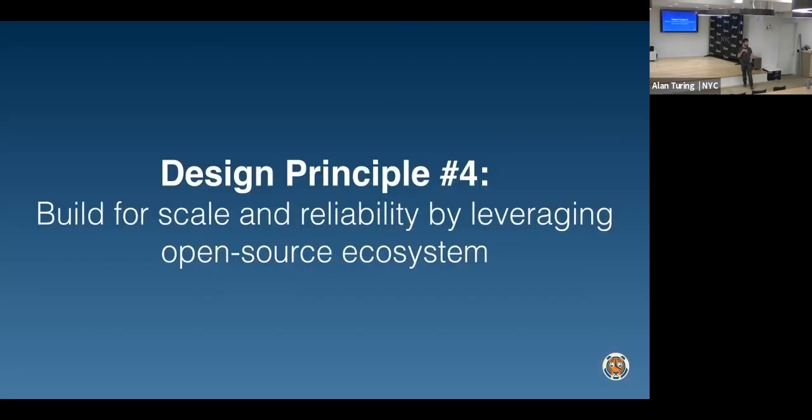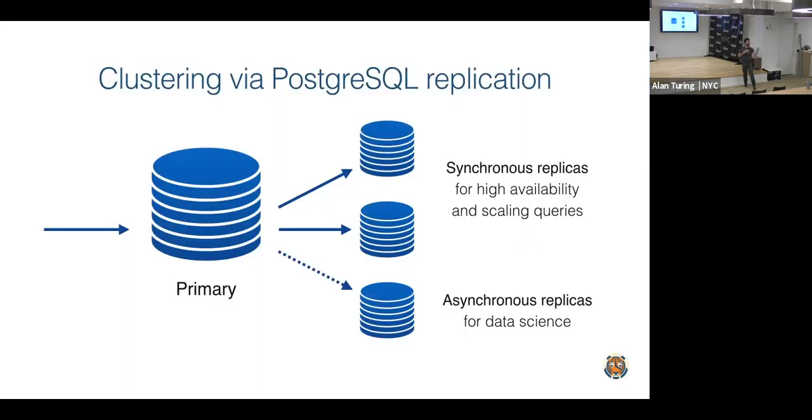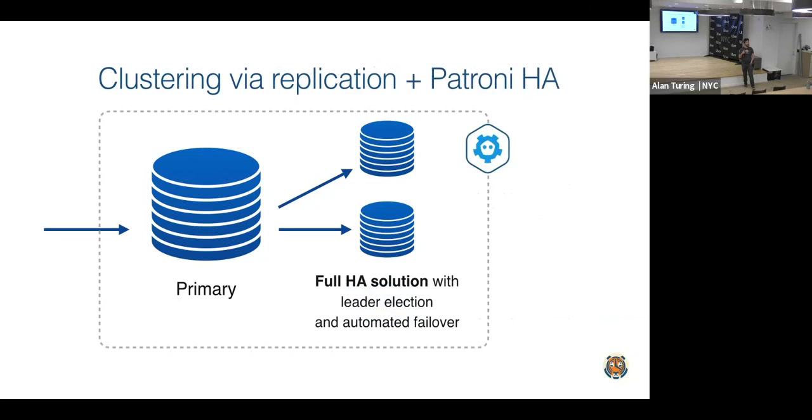Okay, design principle number four is we could reuse other parts of the open source ecosystem to build scalability solutions. So here we could leverage Postgres streaming replication to give you full HA and scale out reads just by leveraging the streaming replication that Postgres provides. And we can use other projects like Patroni, which is a project that automatically manages those clusters, does failover, does HA. And this just works right out of the box for us right now.